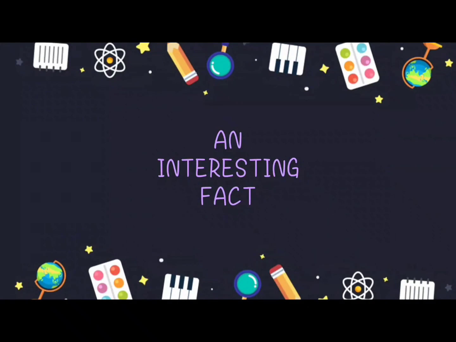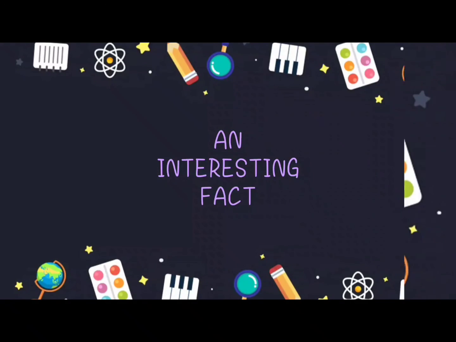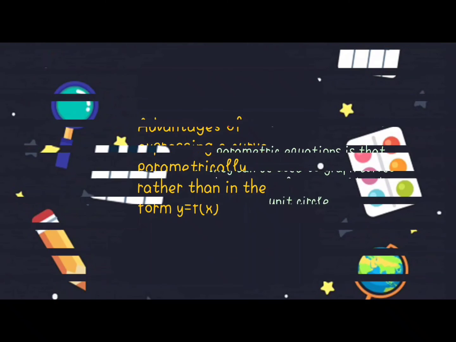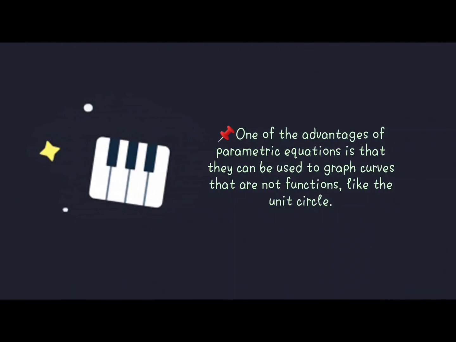Now let us look at an interesting fact about parametric curves. That is, the advantages of expressing a curve parametrically rather than in the form y is equal to f of x. One of the advantages of parametric equations is that they can be used to graph curves that are not functions, like the unit circle.